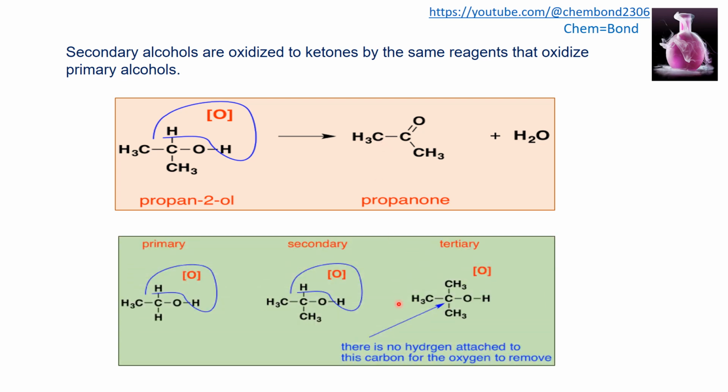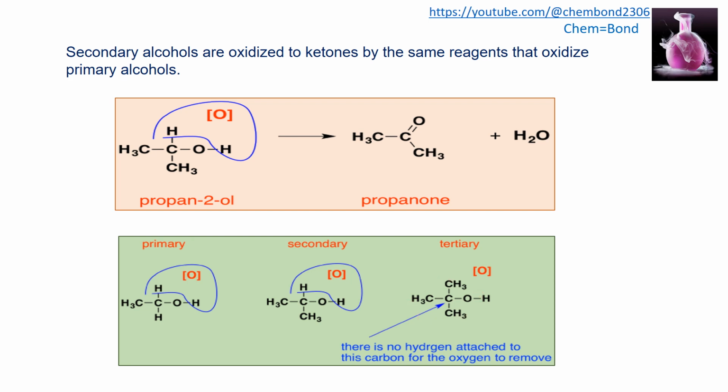Tertiary alcohol does not oxidize. There is a condition for oxidation of alcohol that it should contain hydrogen on the carbon that is attached to the OH group or the functional group. In case of tertiary alcohol, there is no hydrogen present there, so it will not oxidize with a normal oxidizing agent.